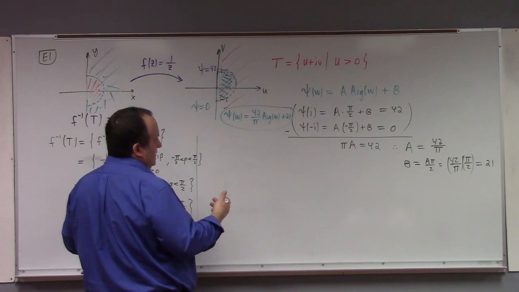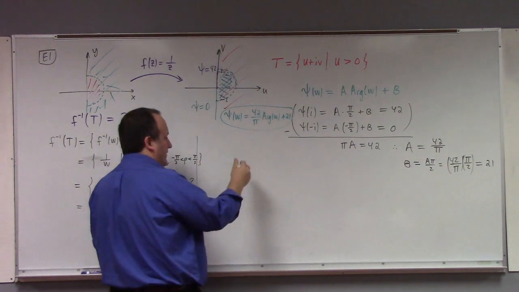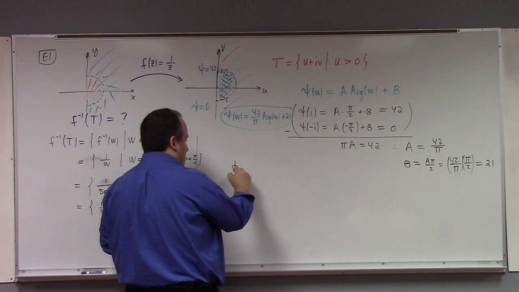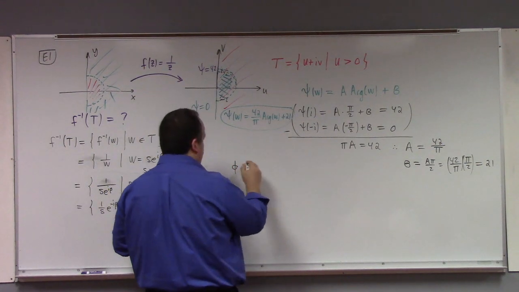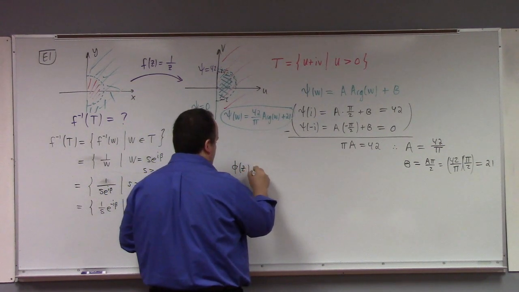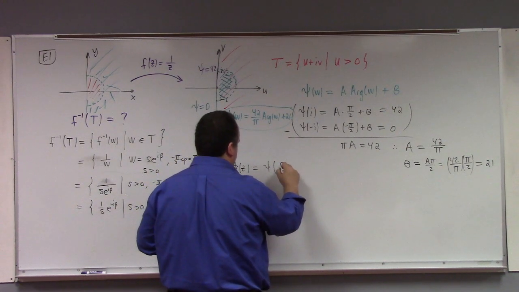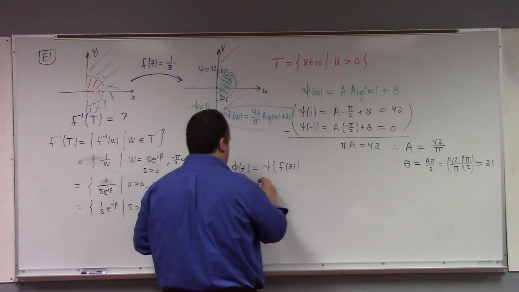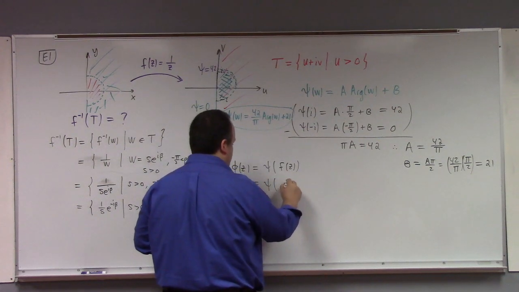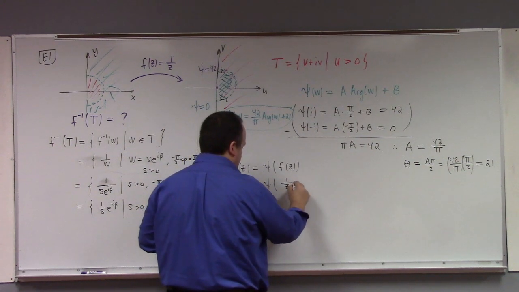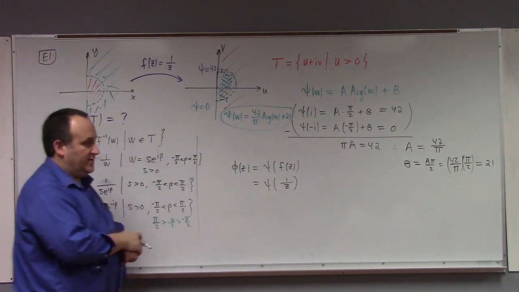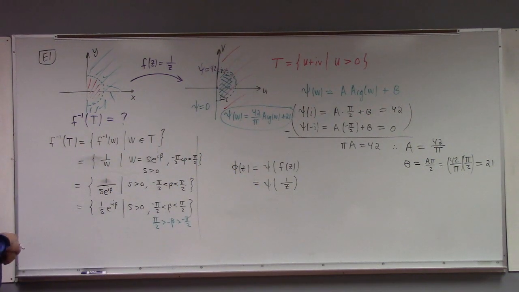All right, so here's our solution. Now I want to write down the corresponding solution in the z-plane. So I follow the template. Phi of z is what? It is psi of f of z, right? Which is psi of 1 over z, given my current construction.